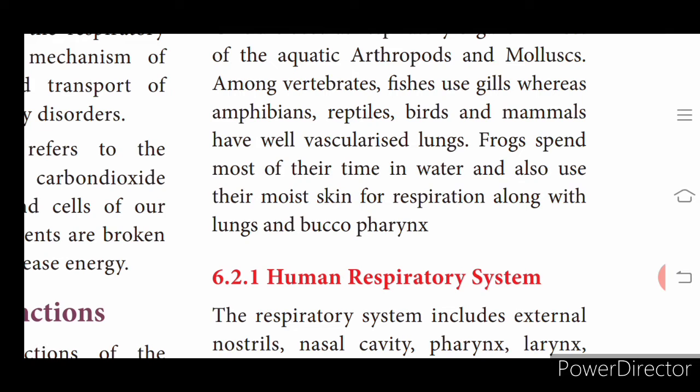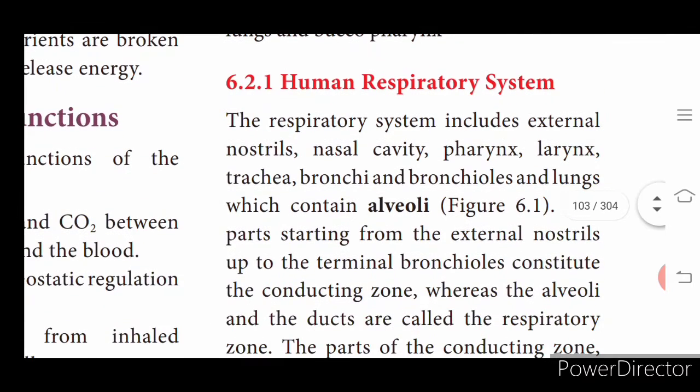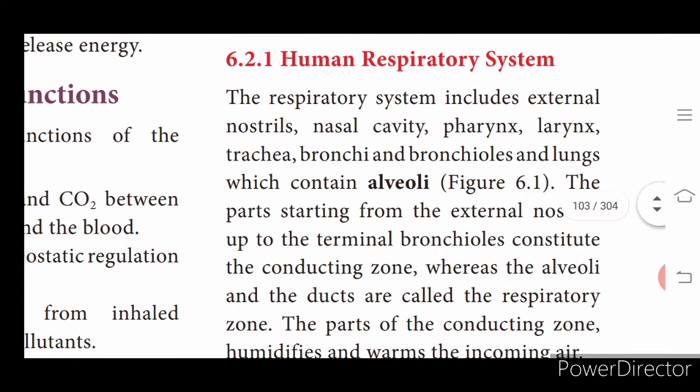So here is the term used, vascularized lungs. What does it mean? Vascularized lung means highly supplied with blood. So vascularized lungs are present in amphibians, reptiles, birds and mammals. Frogs use moist skin also for respiration when they are in the water. And sometimes buccal region or buccopharyngeal respiration occurs in the case of frog, that we have learnt in the 4th lesson.